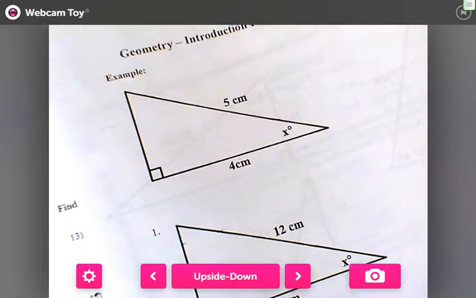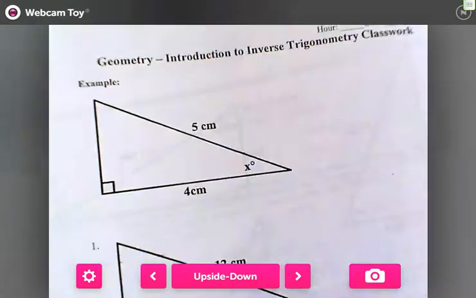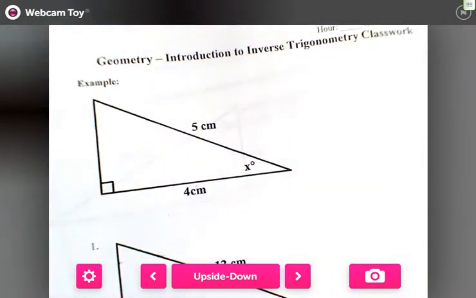All right, you guys, today we are looking at the inverse. Inverse is all about finding the angle. This is so very slightly different than what we did before, and it's actually easier, okay?